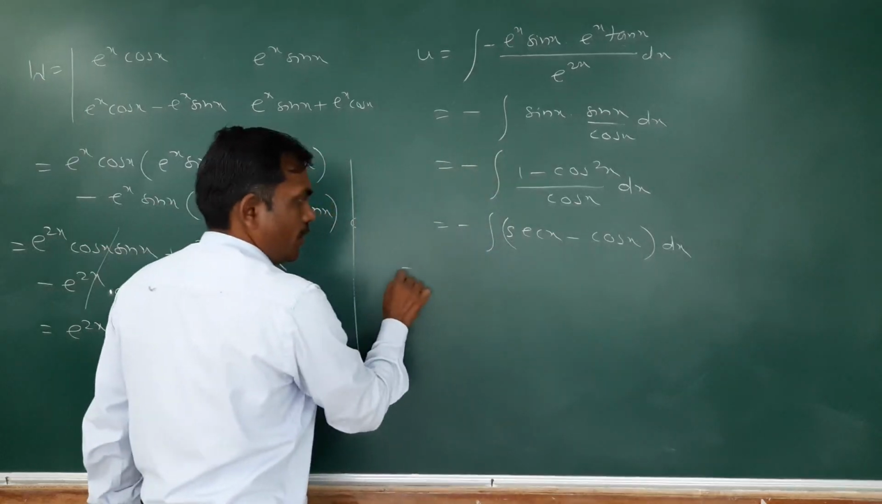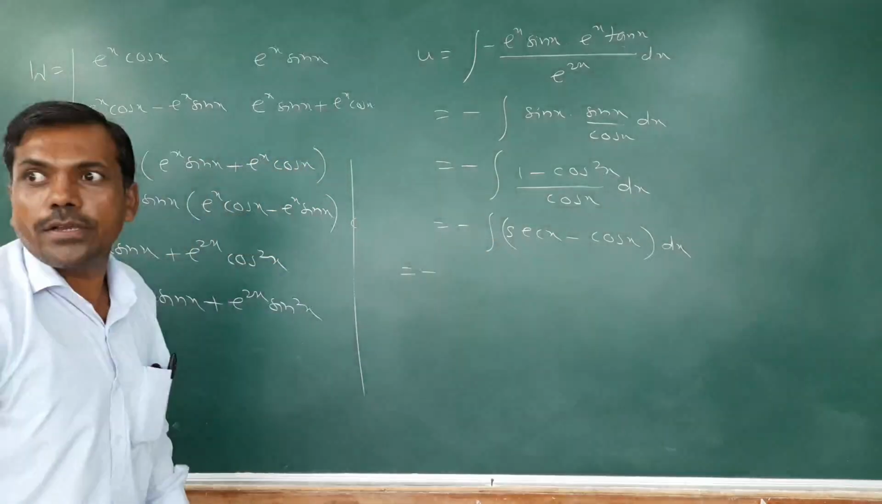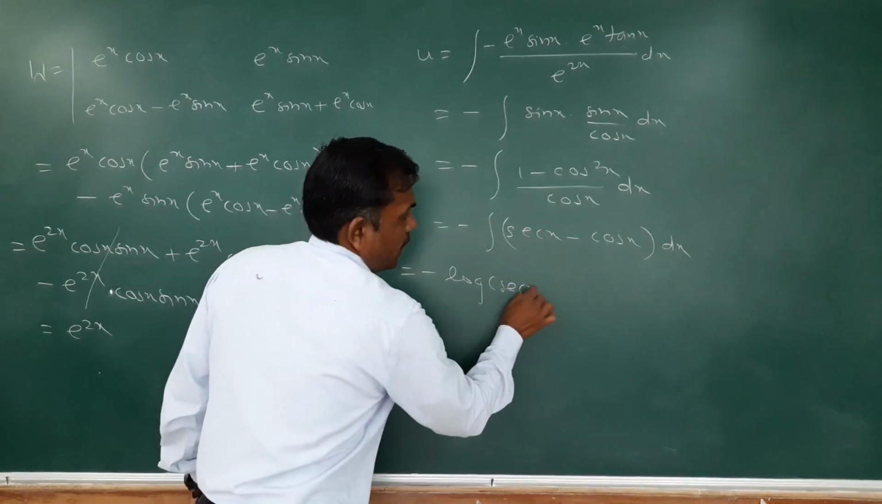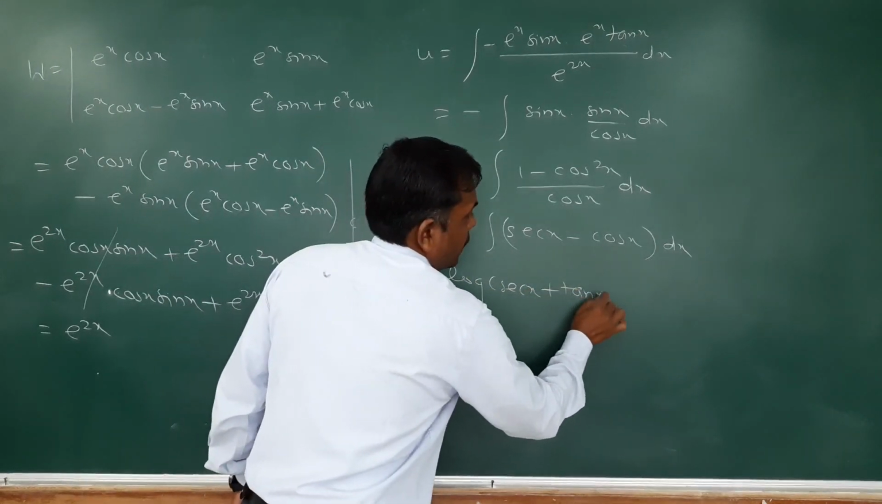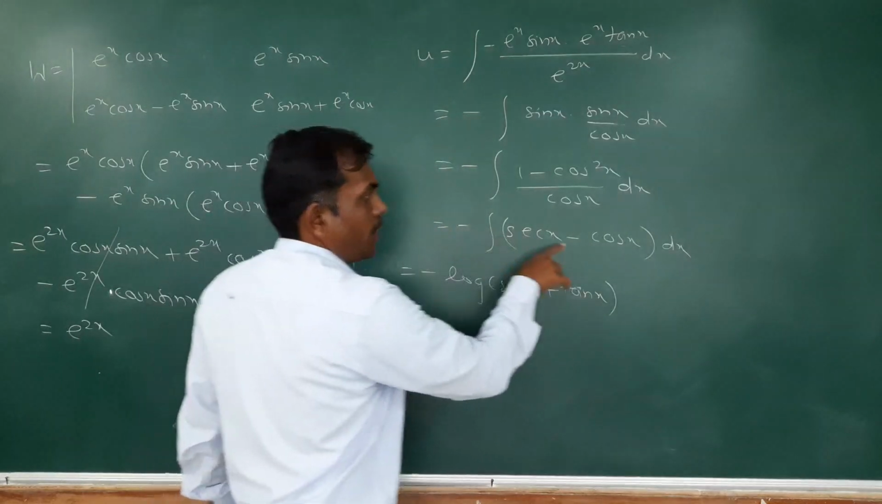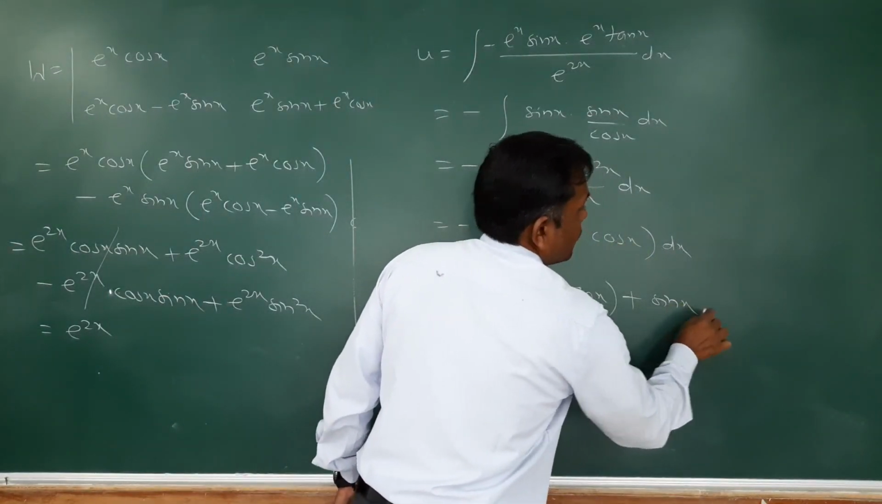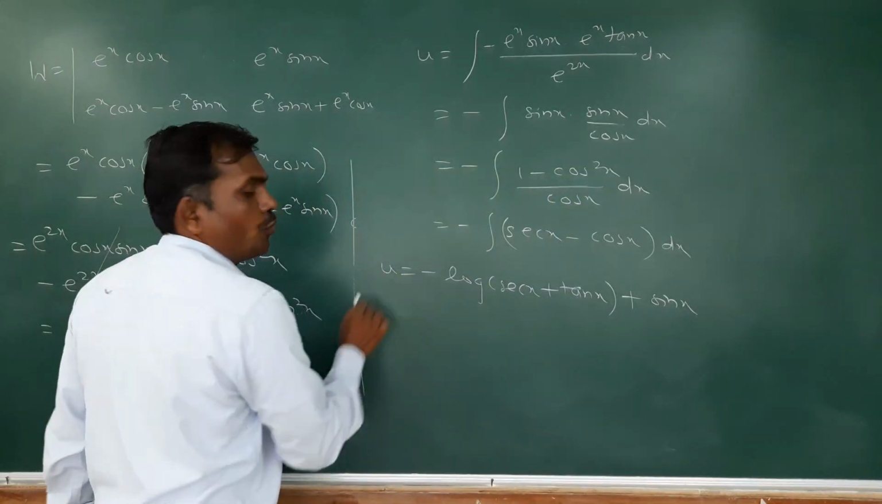So our answer is minus, what is the integration of sec x? Log of sec x plus tan x. And minus minus plus, what is the integration of cos x? It is sin x. So this is our value of u.